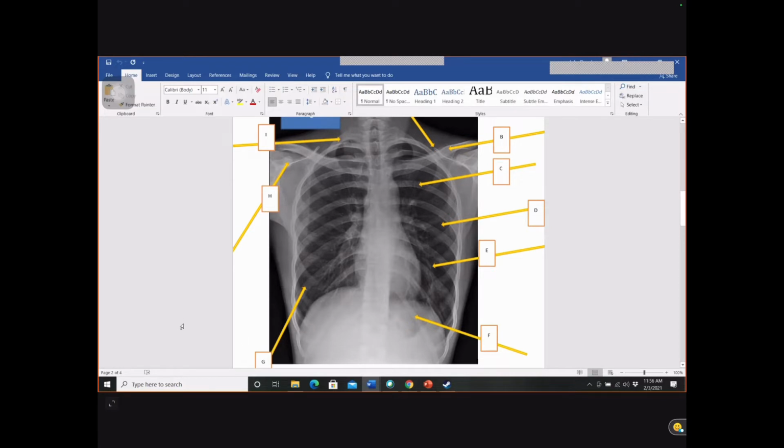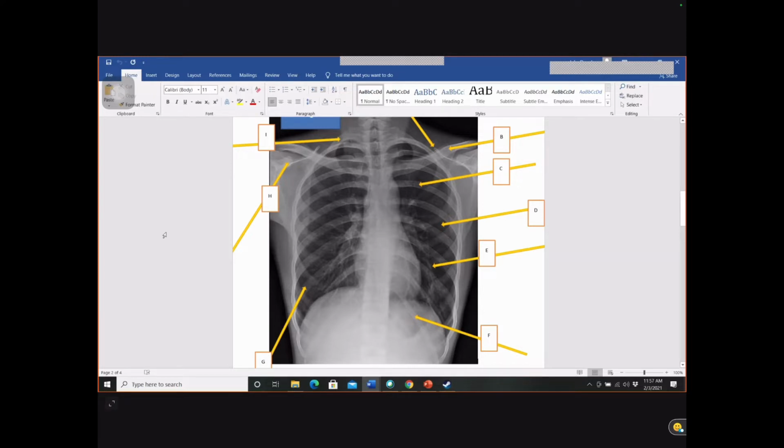All right, let's go to G. That's going to be Sharon. Sharon, what was G referring to? It's another rib. Sharon, can you hear me? I'm not sure if Sharon can hear me, so that's going to be the 9th right rib. 9th right rib for letter G.